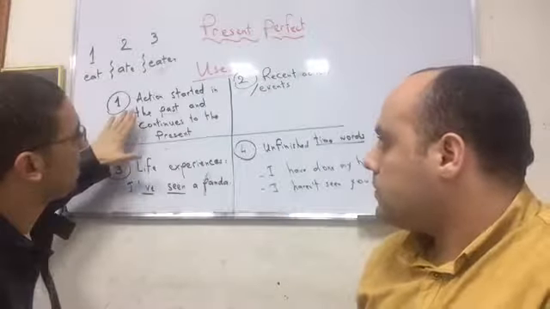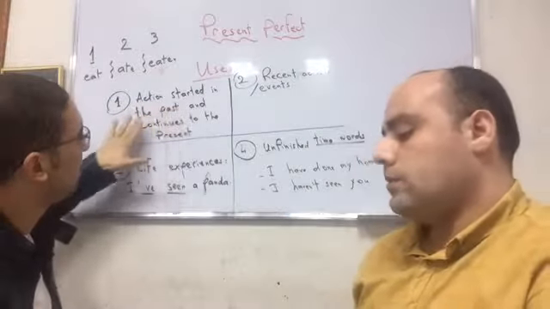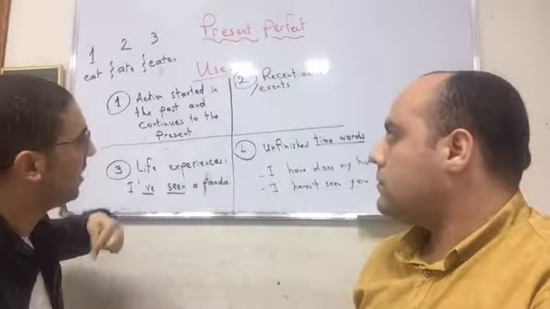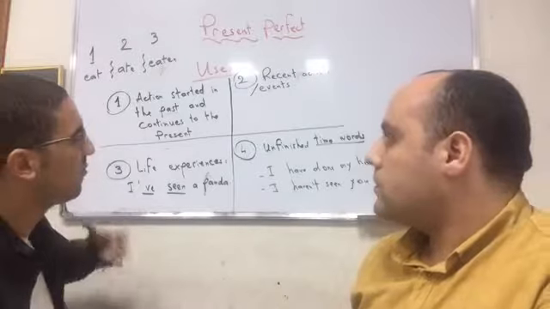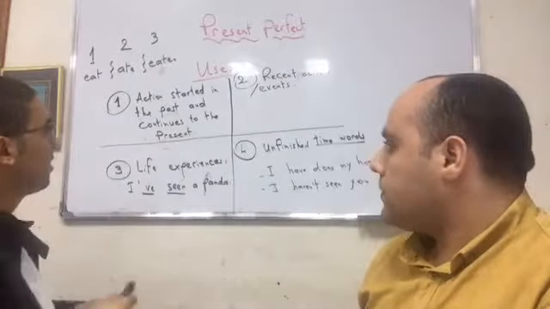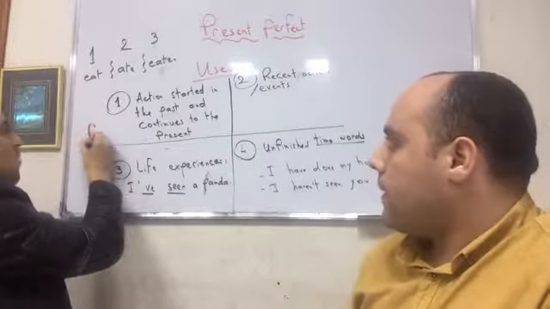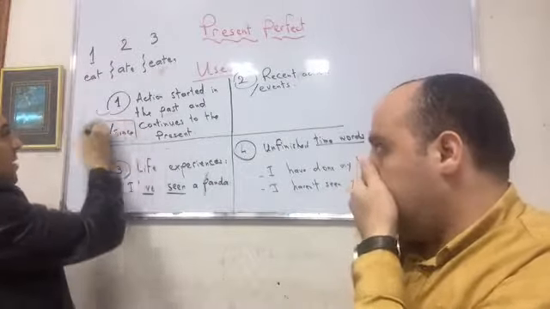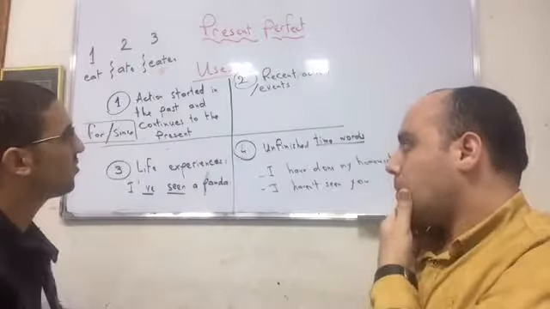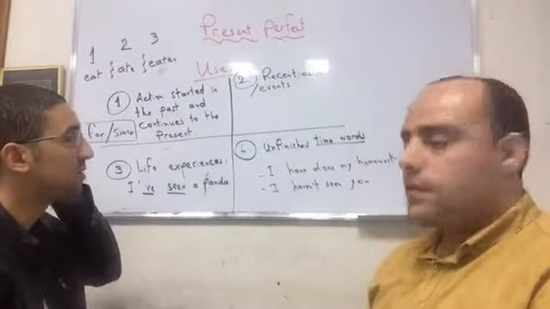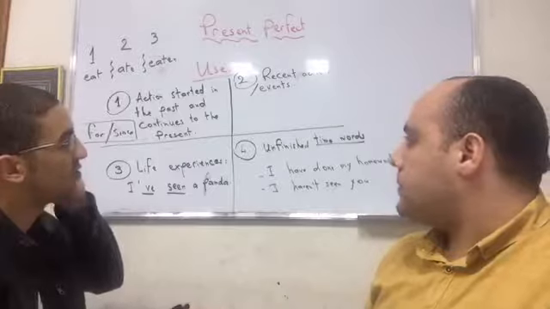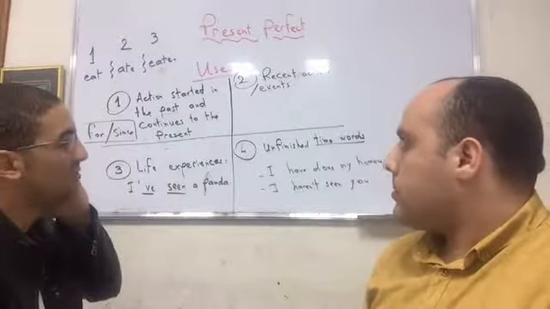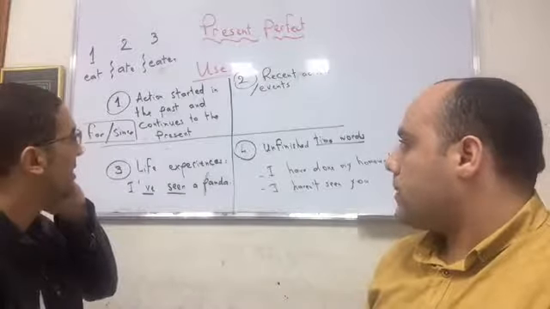The first one is an action, something that started in the past and continues to the present. I would say, for example, I have lived in Kuwait for 5 years, and with this use we use the words for and since. Remember, something that started in the past and continues in the present. The second use is something that has just happened, an action that is recent. For example, I've just seen an old friend, as I said before.